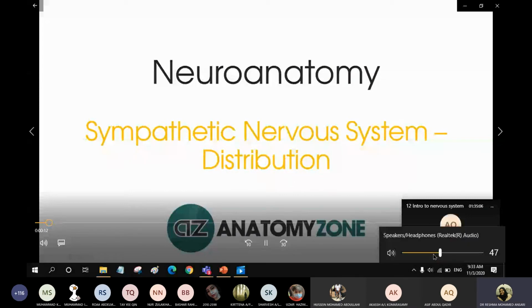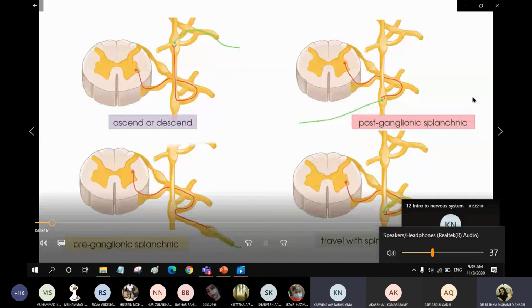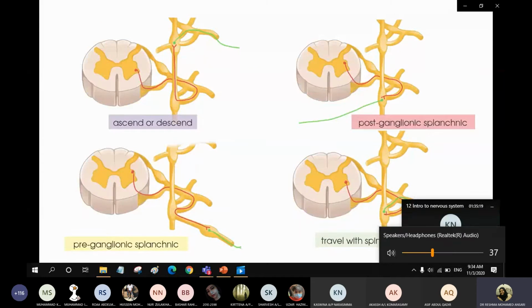Okay, so we already saw the previous video. Number 1, ascent or descent. Number 2, postganglionic splanchnic to the heart and the lung. Number 3, preganglionic splanchnic to the abdominopelvic. Number 4, travel with the spinal nerve, which is quite normal.